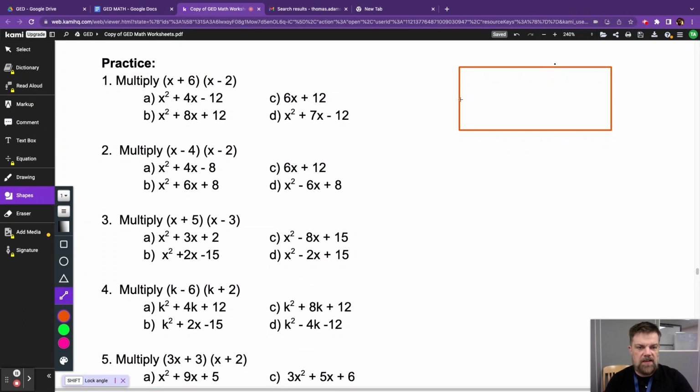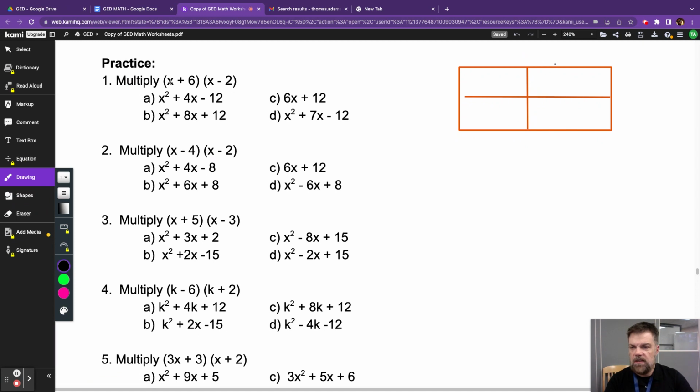So for the grid method, because you're multiplying two of these, I just draw it like this. And then what I like to do is take this X, and we'll change the colors up so you can see what I'm doing. I'm gonna say X plus 6 over here. And then over here, we'll do the X minus 2. But you have to write it like this, X minus 2. So this is the same as FOIL, first, inner, outer, last.